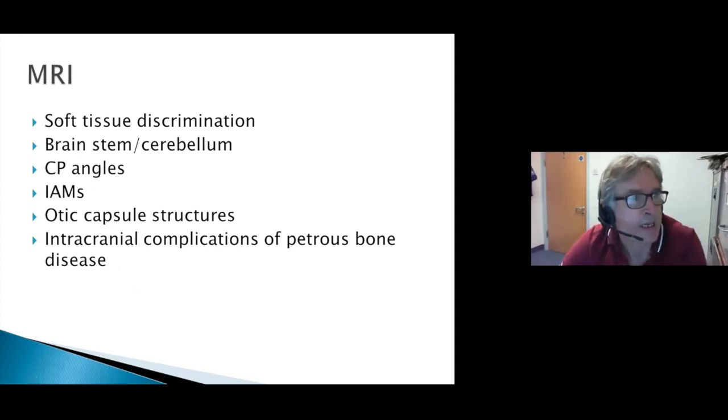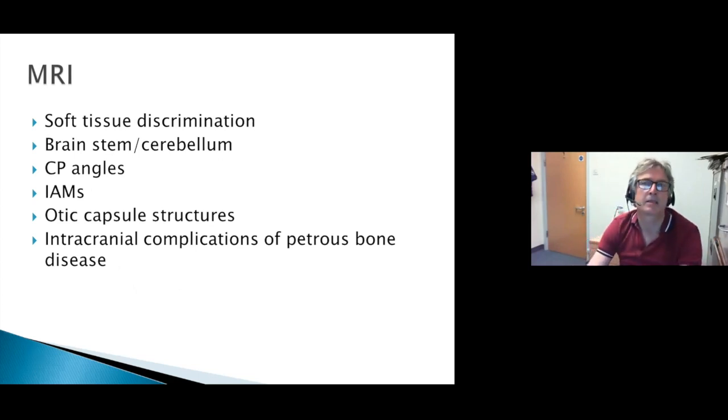Once we get out of that air bone area, that's where MRI comes into its own. It's much, much better at soft tissue discrimination. So once we get into the posterior fossa, looking at the IAM and the CP angles and the brainstem and cerebellum, that's where MRI holds sway. But it's also very, very good at looking at the Otic capsule structures with high resolution T2 weighted techniques. We can get some fantastic detail from the Otic capsule.